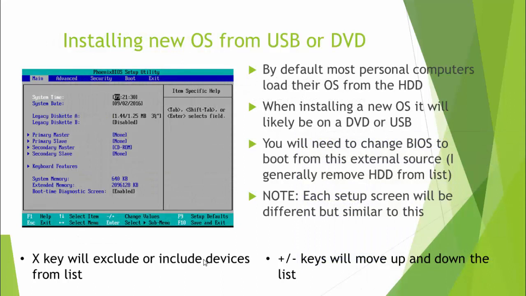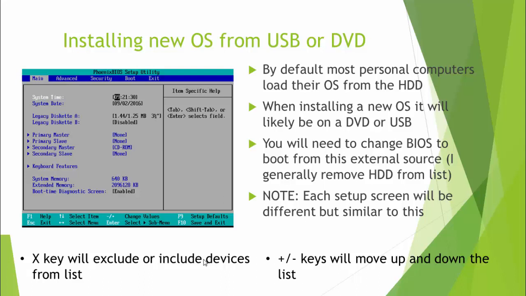If you want to install a new operating system from USB or from a DVD, and the system has been set up to load from the hard drive first, you'll find that it won't let you install a new operating system. It'll just move straight past each time, regardless of whether you've got your install disk in the drive. So you need to make changes here to the boot order.